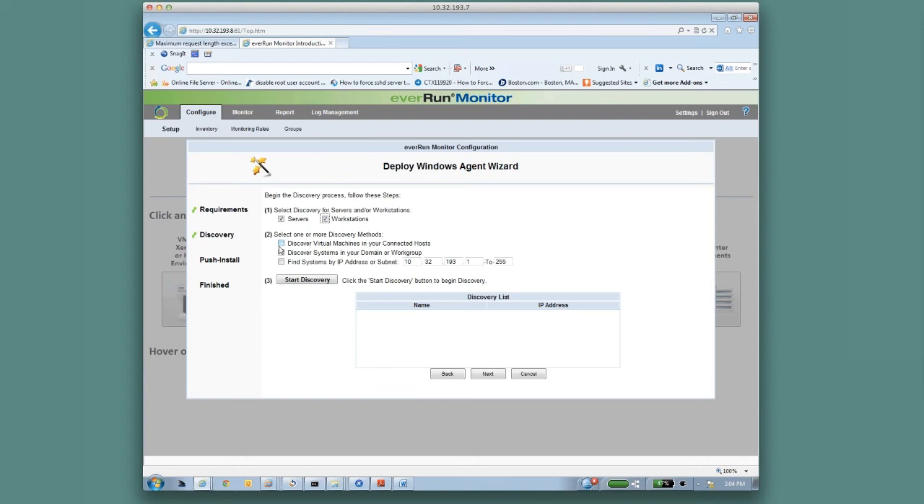What the tool will do is go out and do a network discovery of these things and give you the option of actually pushing the agent out to them. So you can pick and choose where you want to push it, so you don't have to worry about having an IT person push these things out through some custom script. It will actually do it here for you.